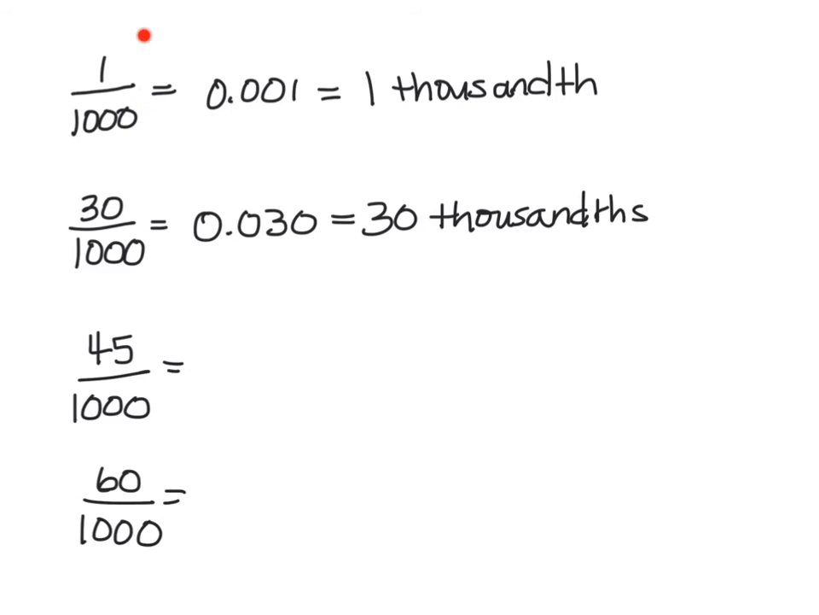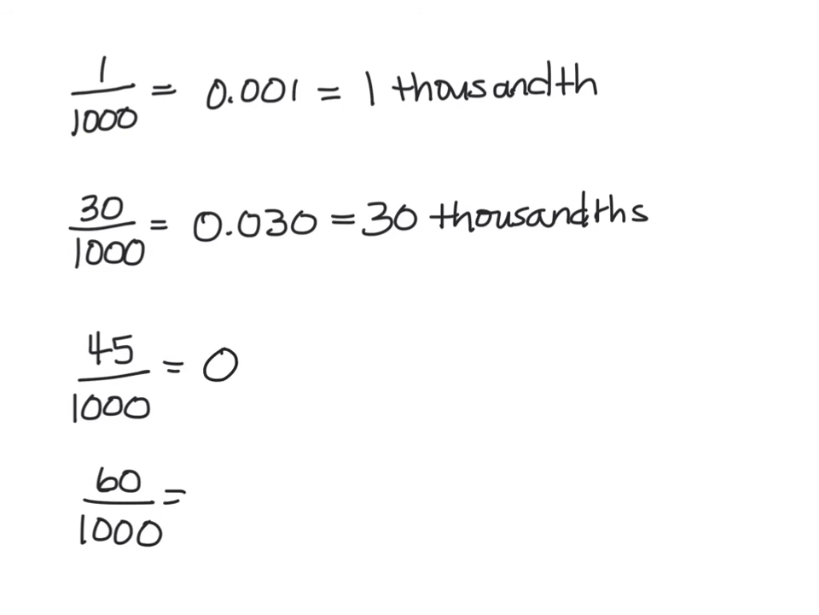So 1 1,000th as a fraction looks like this, 1 1,000th as a decimal, tenths, hundredths, thousandths, and in number and word form is 1 thousandth. We have 30 thousandths as a fraction, 30 in tenths, hundredths, thousandths as a decimal, and 30 thousandths as number and word form. You try 45 thousandths and 60 thousandths.